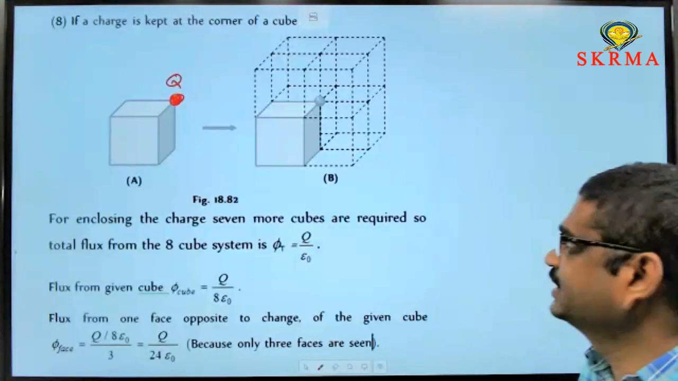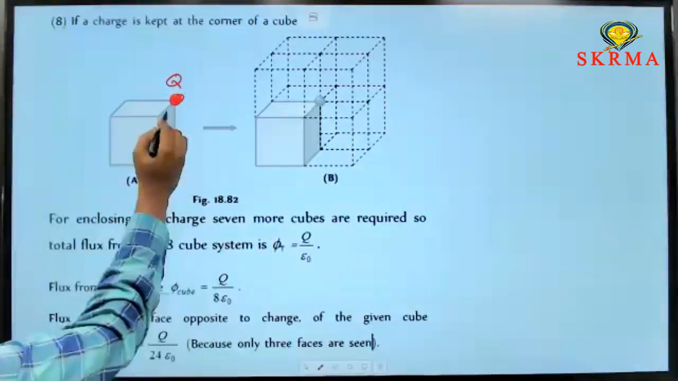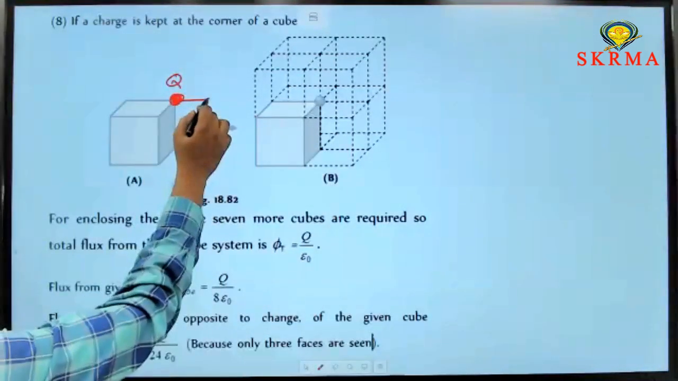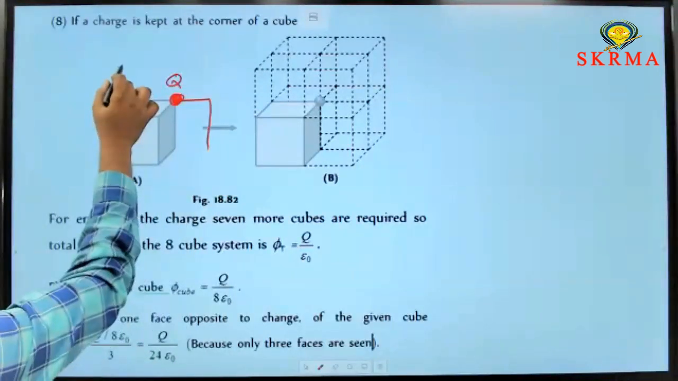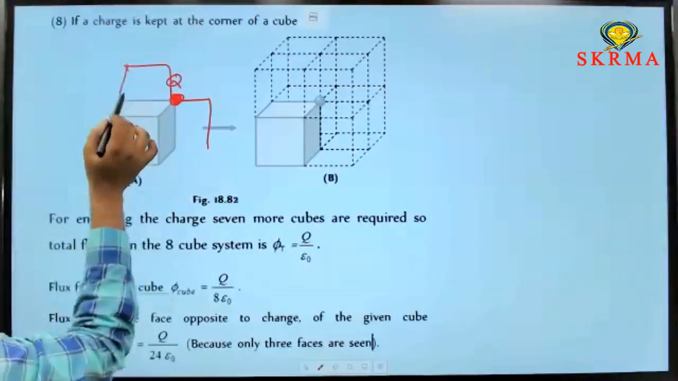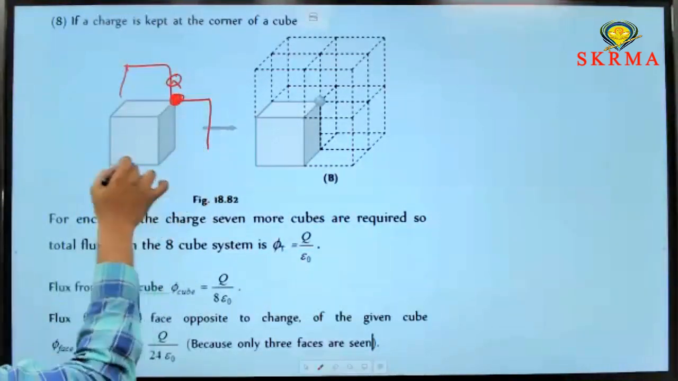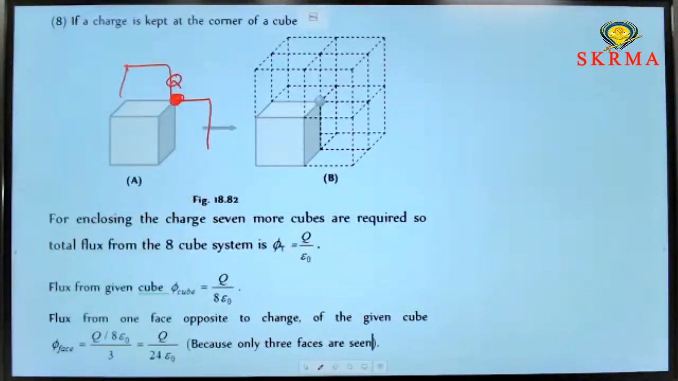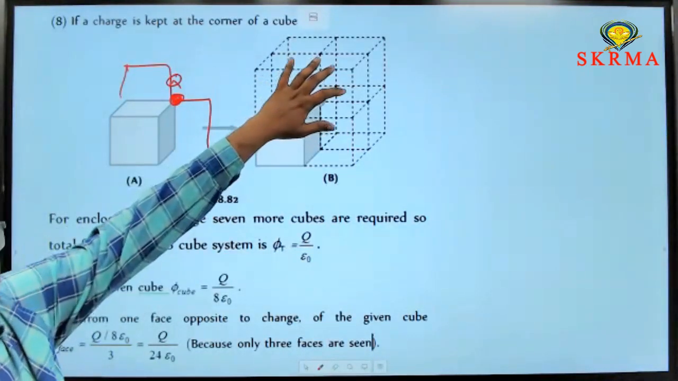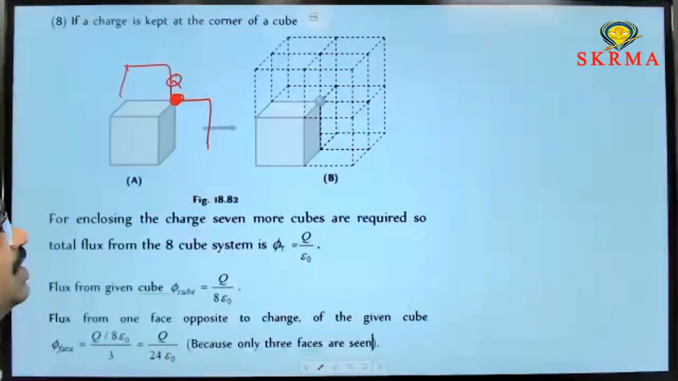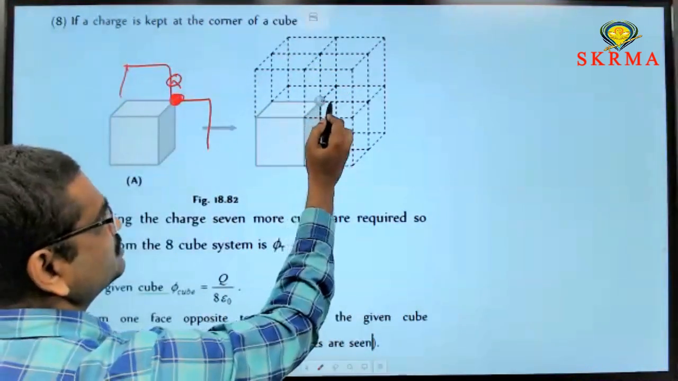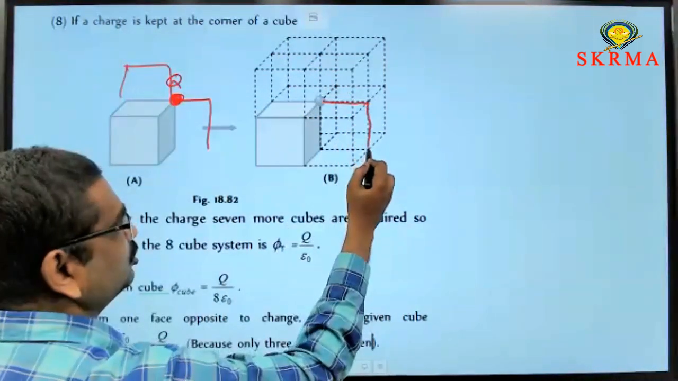How many cubes are there here? To close this one, on this side one cube we need to place, on this side one cube, and total 4 here, and the back side also 4. So check this diagram once. In this diagram, how many cubes are there? This is the one cube.